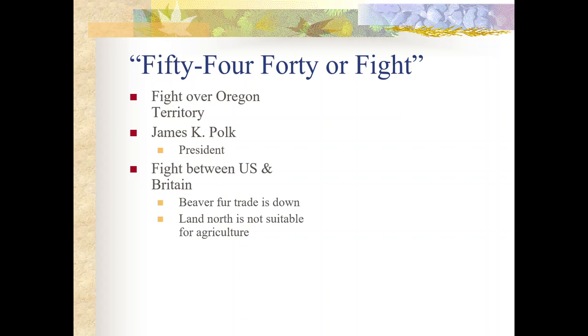So 54-40 was 54 degrees, 40 minutes latitude. That was the northern border of the Oregon Territory that James K. Polk and other expansionists wanted to gain control of. At this time, Great Britain was starting to lose interest in maintaining the Oregon Territory and continuing to fight for it. Part of that reason was the fur trade had started to turn down. There wasn't as much demand for beaver pelts as there once had been. Also, the land in the north just wasn't suitable for agriculture, so they couldn't really find any economic gains or means to maintain that territory.